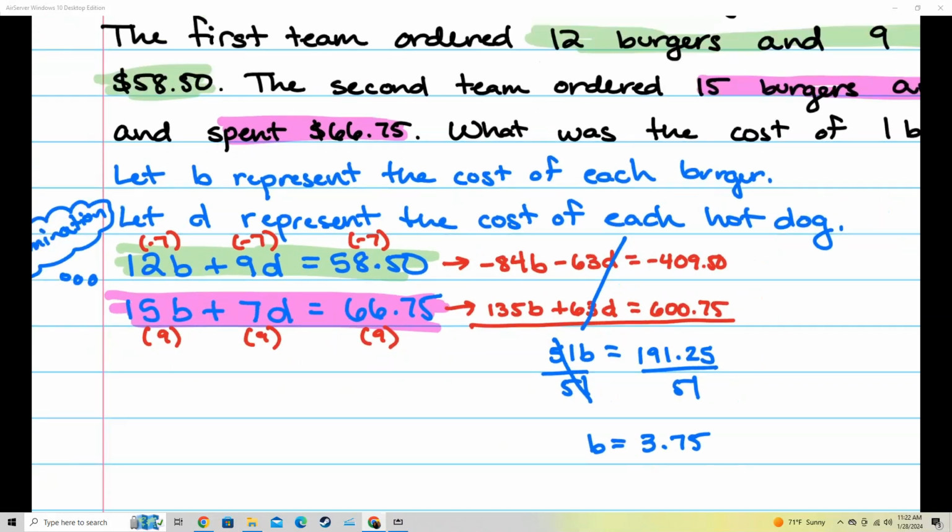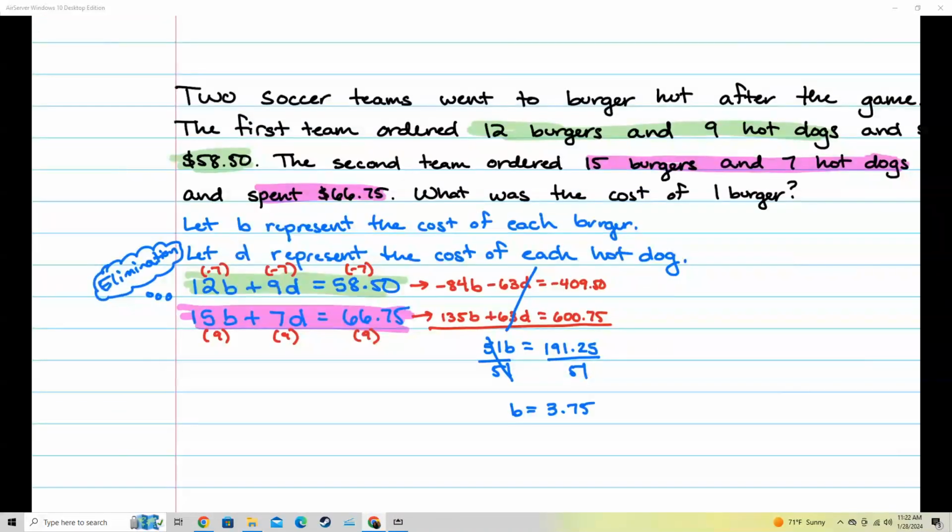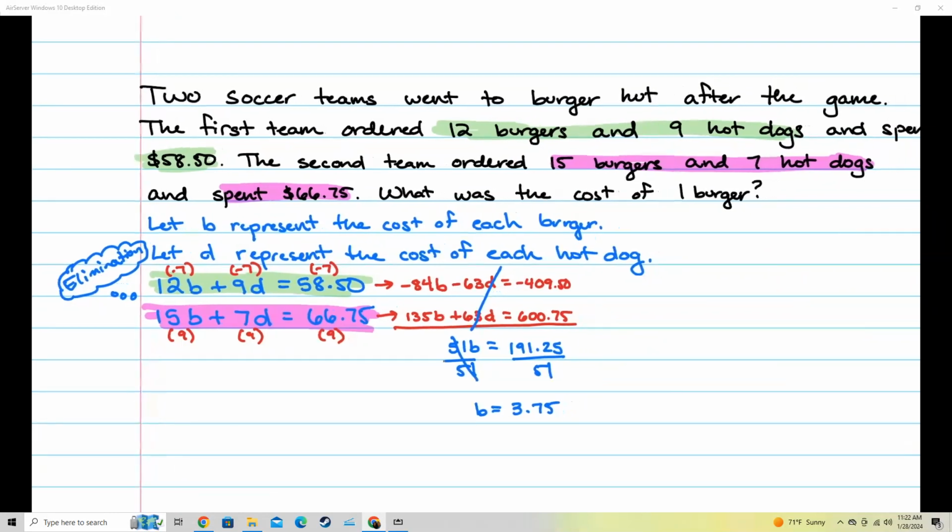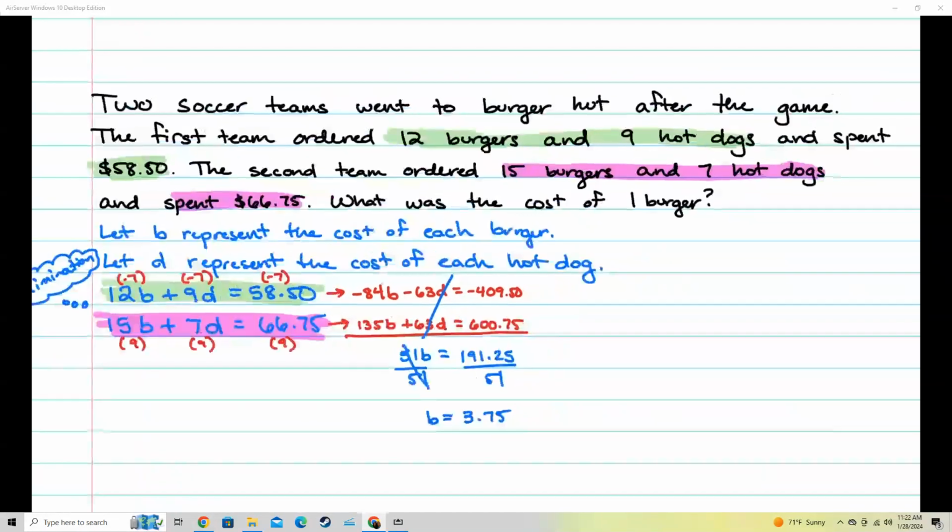And again, just like on the last one, we're not worried about how many burgers. I know how many burgers. B does not represent how many burgers. B represents the cost of each burger. So each burger is going to be $3.75. They're asking me what was the cost of each burger? Oh, I'm already done. Okay, each burger costs $1.75. I'm sorry, $3.75.